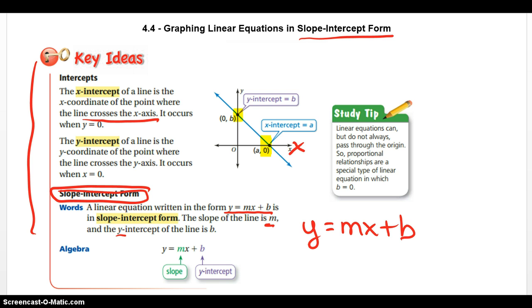Okay, so why don't you write this down? Right here, write down the slope-intercept form, write down that m is the slope, and that b is the y-intercept. Okay, let's move on then.